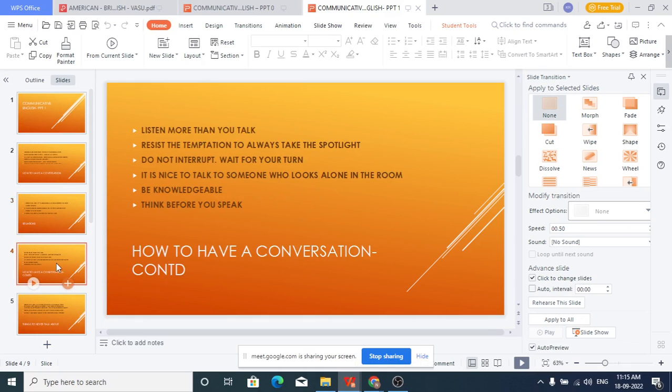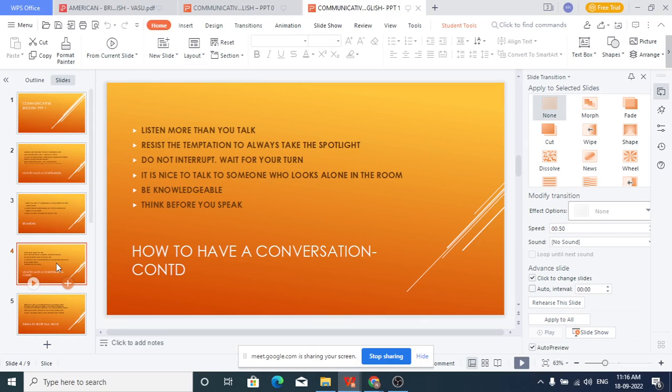Let's go to the next slide. Okay, that's situations. How to keep a conversation continued? Some of the things which we have to keep in mind is to listen more than you talk. Here, the most important thing is to listen to what the other person says. That's very important. He will be happy to talk, so let us listen more. Resist the temptation to always take the spotlight. See, always we have a temptation to speak more or to speak loud or speak first. But let us not do that. You reduce the temptation.